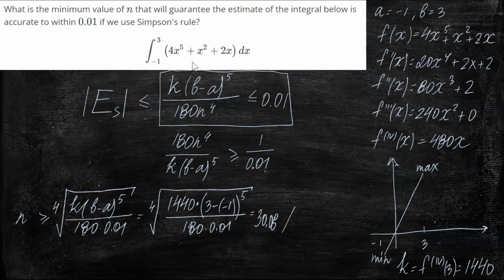So the answer is 30.8. But remember, we're doing Simpson's rule, so not only do we have to round up, we have to round up to the next even number. So the answer is 32 is the smallest value of n that will guarantee us this accuracy. So we discussed the formula for the error bound in Simpson's approximation and how to use it in 2 different ways.